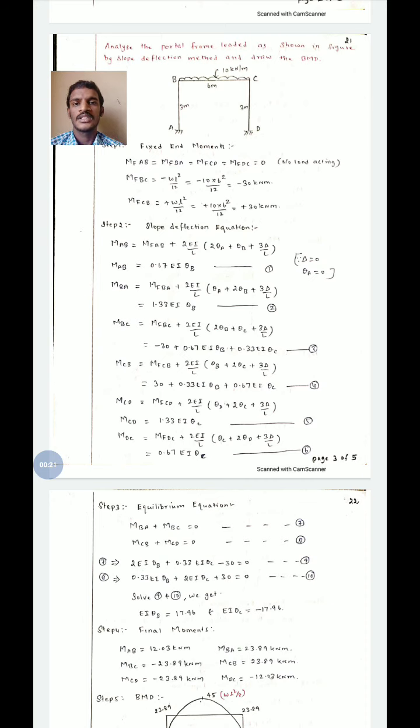AB portion and CD portion are columns and BC portion is a beam. In BC portion there is a UDL load of 10 kN per meter acting. In AB and CD columns there is no load acting.